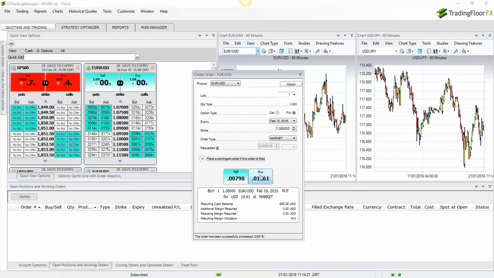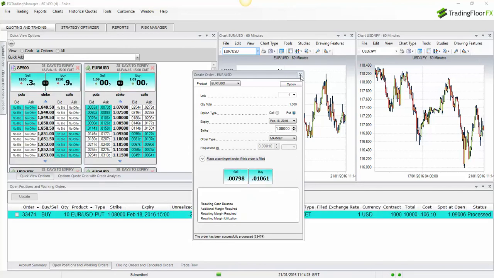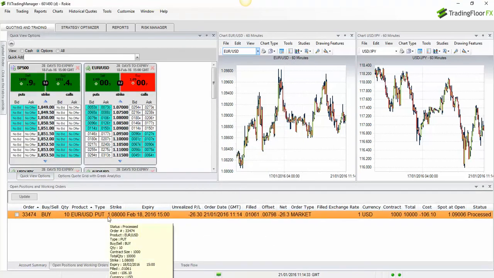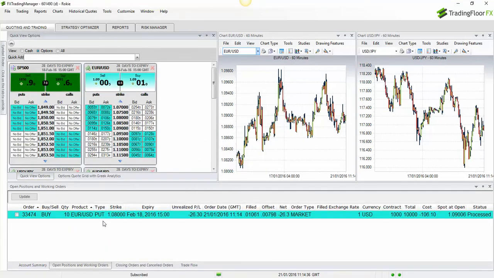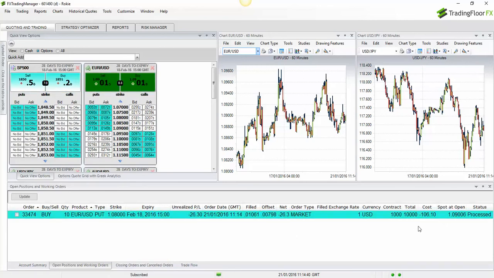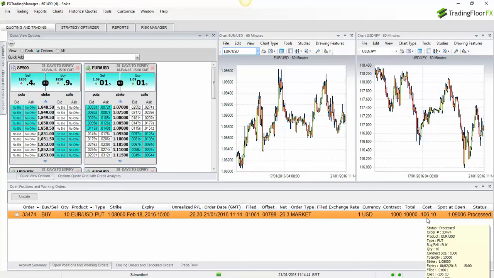So the order is now, as you can see, active. I bought a put option with my strike price at 108. As you can see here, for this option I had to pay $106.